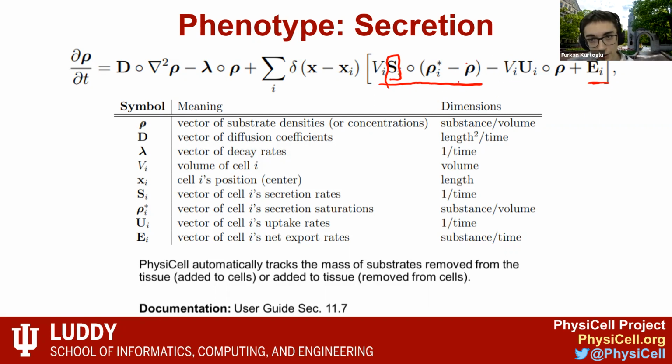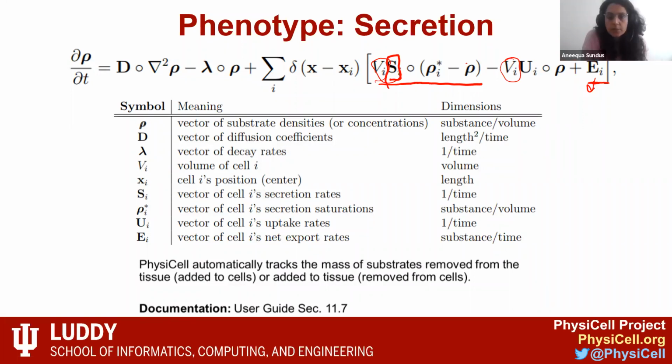So in here, the secretion rates and the uptake rates are tied to the volume. But if we would like to use a net substance per time, we can just use the net export rate. This could be positive or negative. If it is positive, that means it's secretion. If it is a negative value, then it means it's an uptake. If you have any questions about this part, I am very happy to answer it.